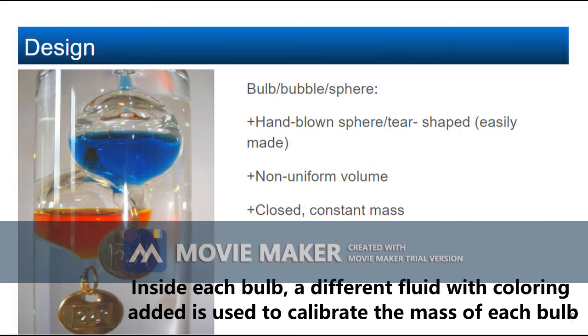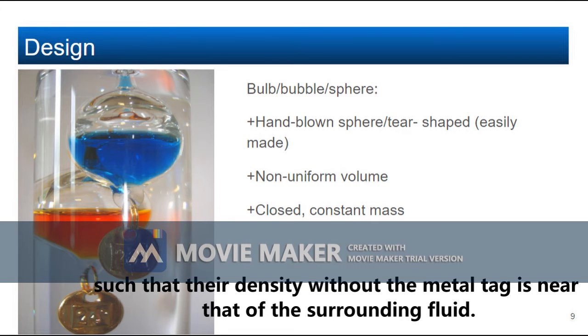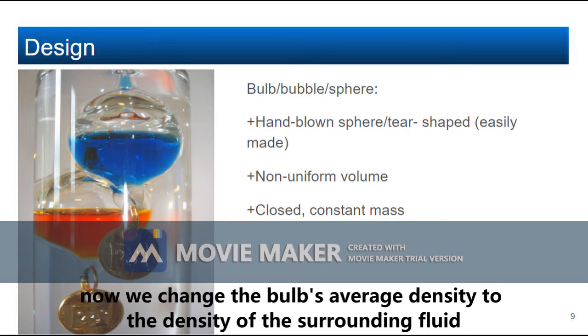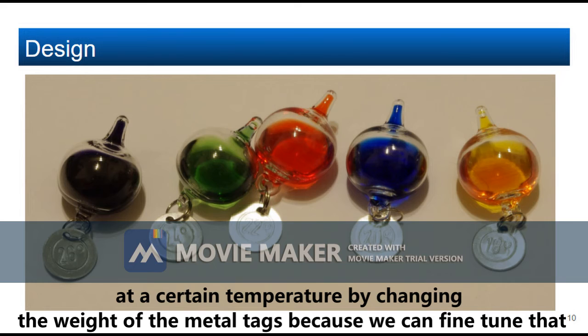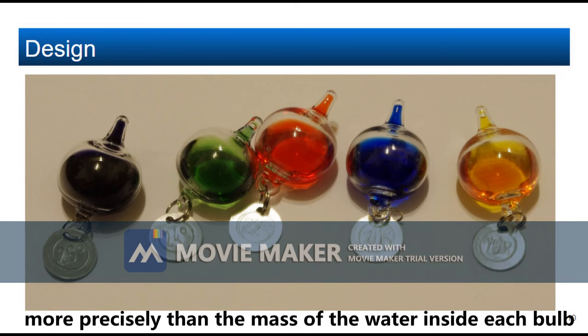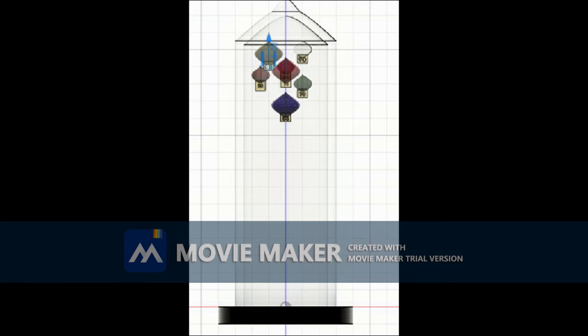Inside each bulb, a different fluid with coloring added is used to calibrate the mass of the bulb such that their density without the metal tag is near that of the surrounding fluid. Now we change the bulb's average density to the density of the surrounding fluid at a certain temperature by changing the weight of the metal tag, since we can fine-tune that more precisely than the mass of the water inside each bulb. Now we will see a Galileo thermometer in action.